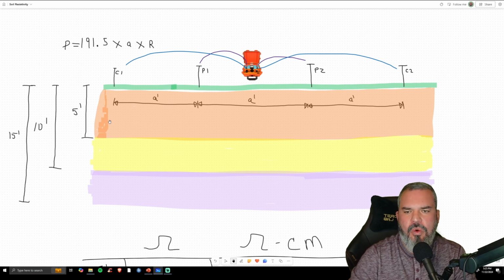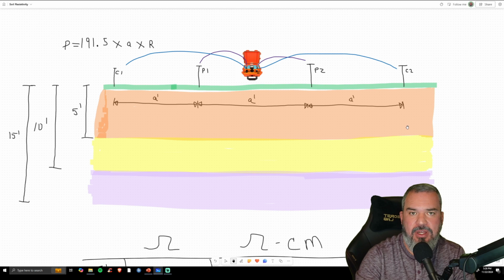And so what I have here is the 5-foot depth of the soil or the earth. I've got the 10-foot depth, which is the orange and the yellow. And then finally, I have 15 feet deep, which is the orange, the yellow, and the purple here. That was my color scheme for you. We're going to set our pins up at 5-foot spacing first. That's going to gain us the resistance at a depth of 5 feet.